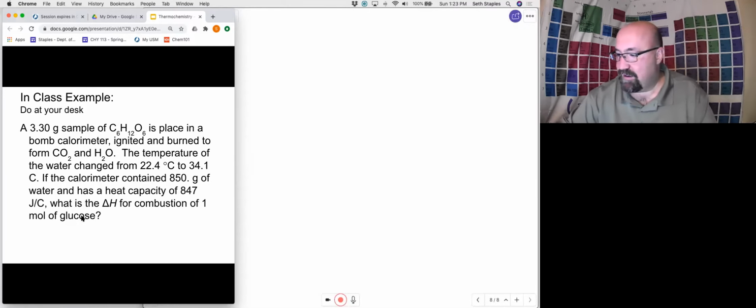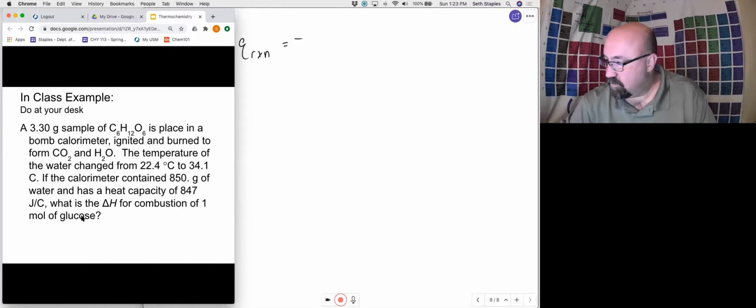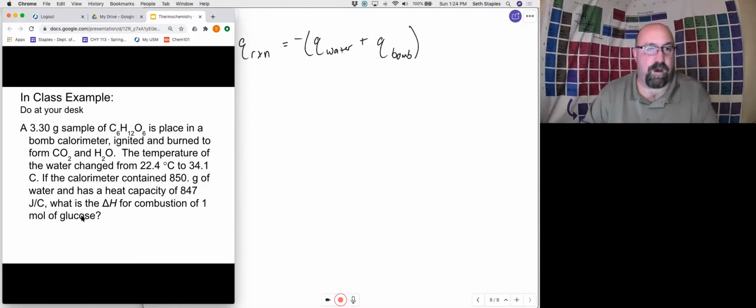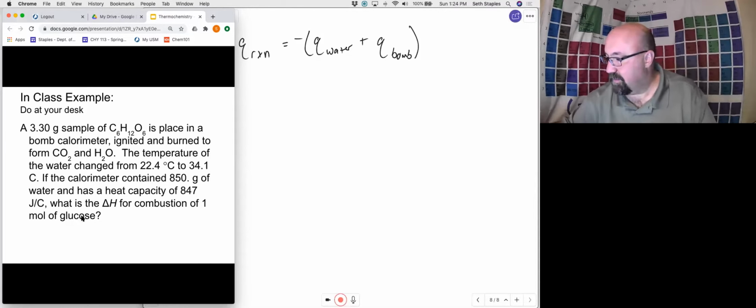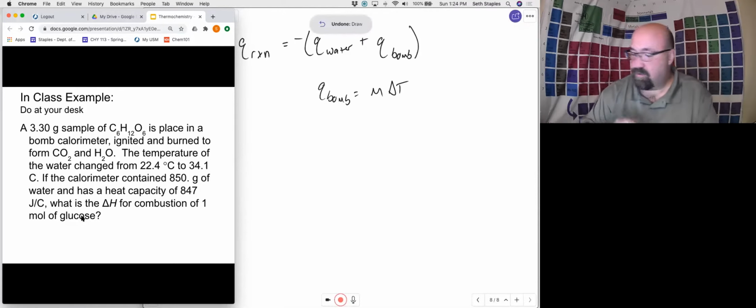What we have to recognize here is that the heat of our reaction, the Q of our reaction, is going to be equal to the opposite of the heat gained by the water plus the heat gained by our bomb. Remember that we calculate the heat gain of the bomb just by multiplying our specific heat times our temperature change.